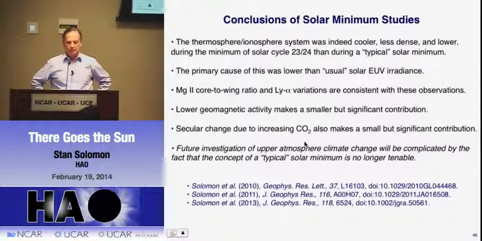And in the future, being able to go from one minimum to the next in order to quantify anthropogenic change is something that we will only be able to do if we have really, really good measurements of solar output during those solar minima, because the concept of a typical solar minimum is no longer tenable.